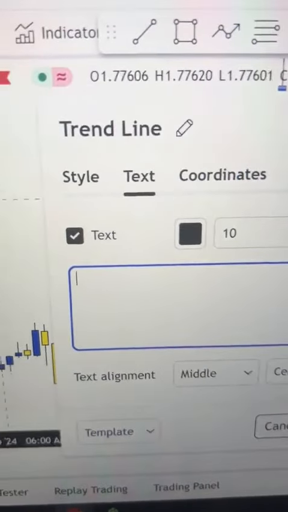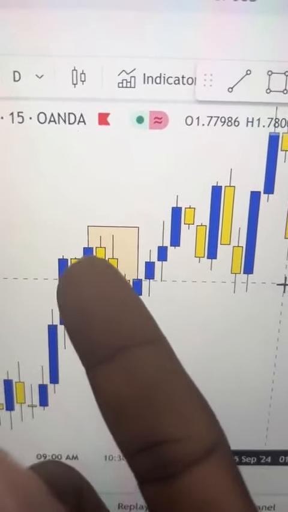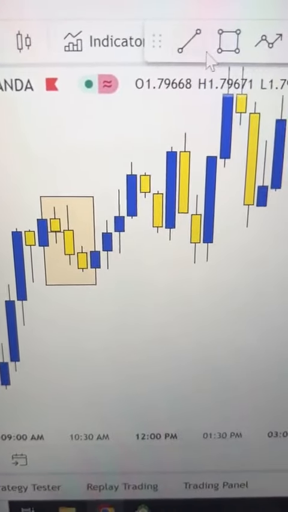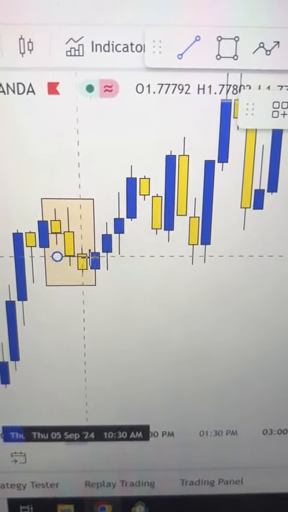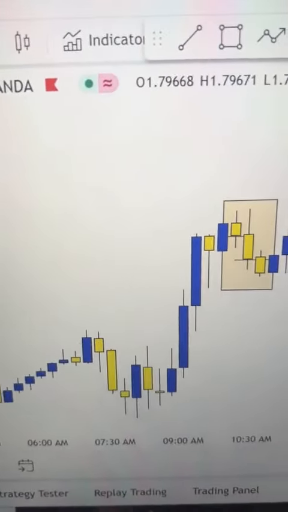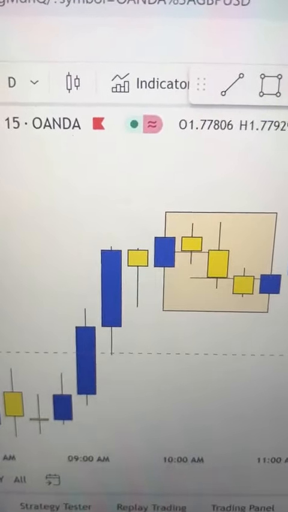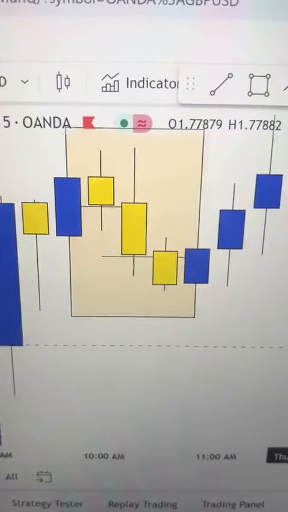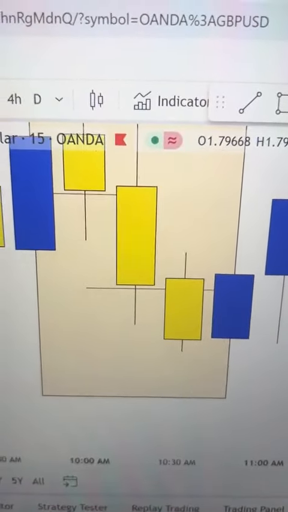You see, one, that line. I'm not using the wick. I'm using the body closure. Some people use the wick, but for me the body closure is better. You can see the place where this yellow candle closed. I'm not even sure you are seeing my chart. Let me zoom. Okay, you can see enough now.